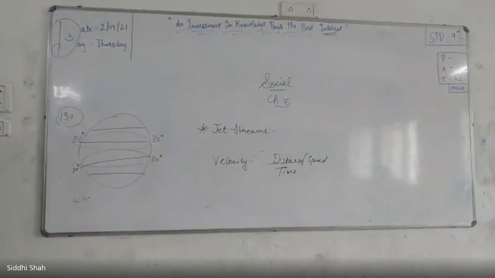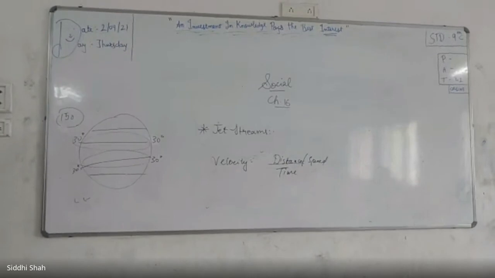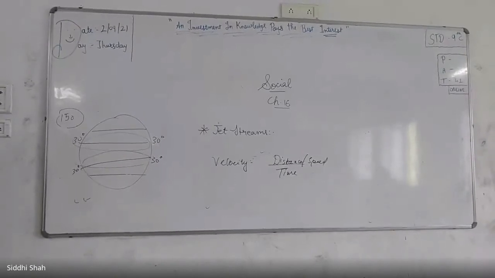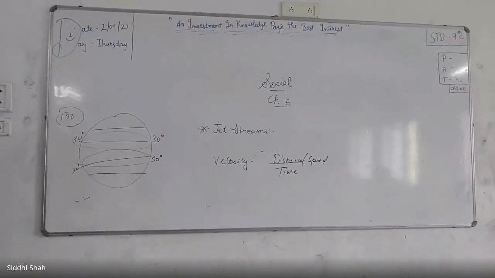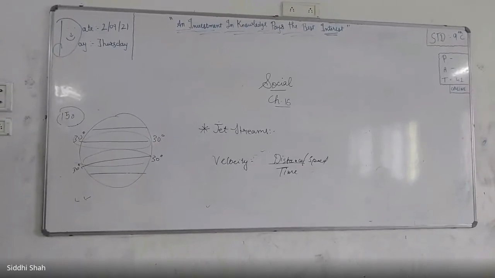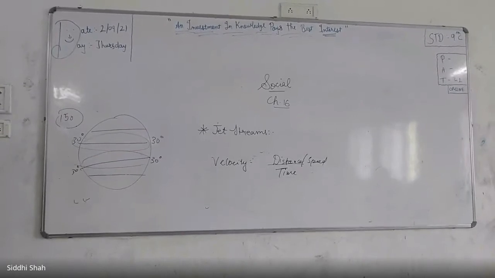ITCZ, its full form is Intertropical Convergence Zone. The trade winds which are moving towards the southwest from the northeast bring rainfall. In July, the ITCZ in north latitude will be at 20 degrees to 25 degrees.